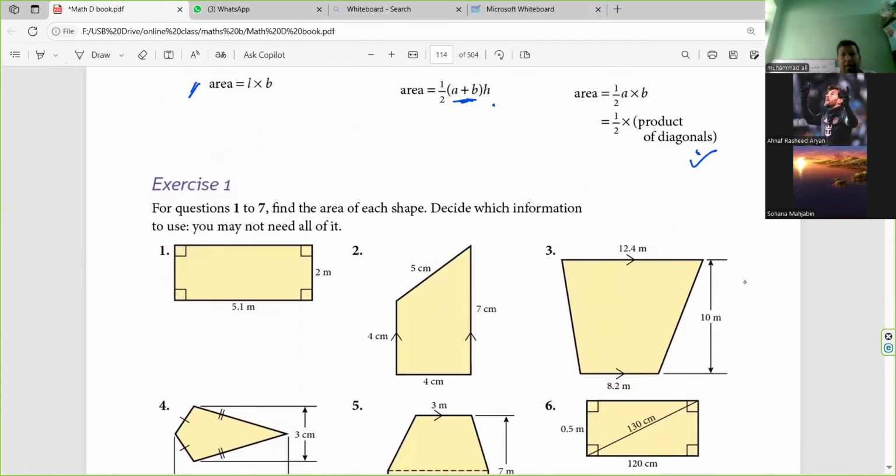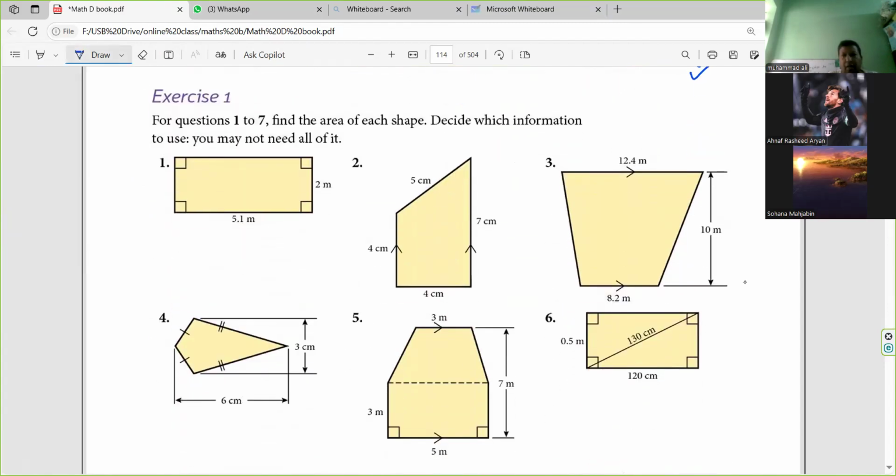Okay, like here a lot of figures are given. This one is definitely a trapezium. This one is parallel, that one is parallel, and this one is the perpendicular height because it makes a right angle. So if you want to find the question number 2 answer, we have to write half sum of two parallel sides, 4 plus 7, into perpendicular height, which is 4.